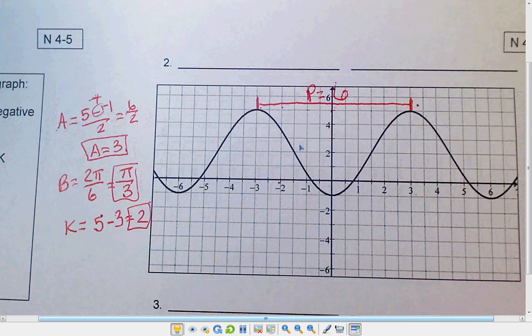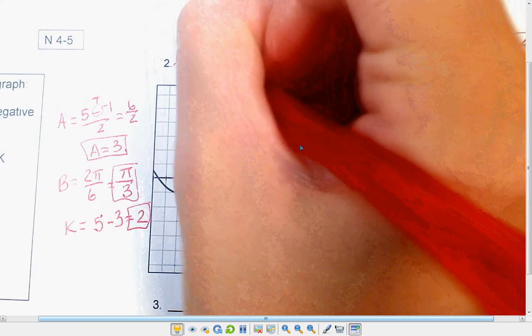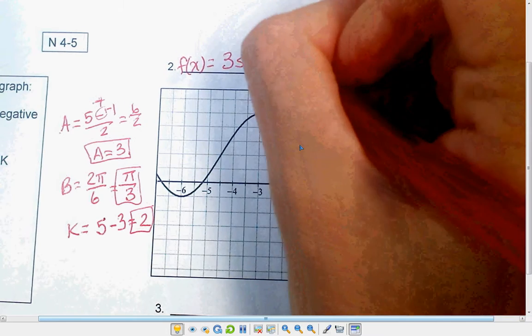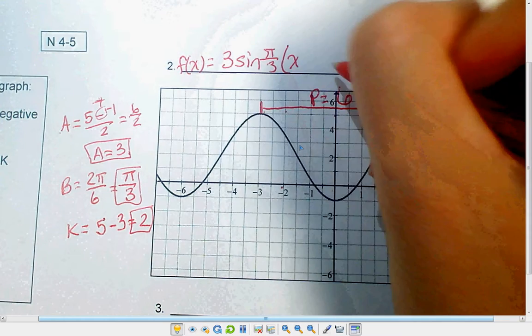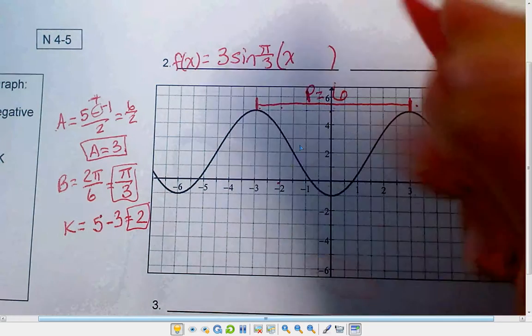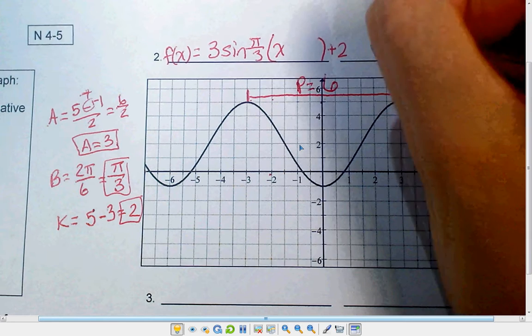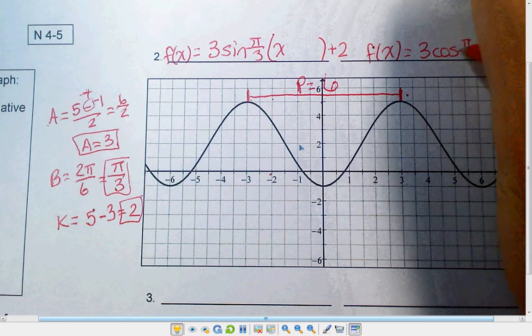So really, using these 3 terms, we can actually start writing our function already. We know it's going to be 3. This one's going to say sine. Pi over 3 is my b value. I'm going to leave this part blank because this is what I'm looking for, the h. And I know this is going to have a plus 2 from my k. And then my second equation is going to be the same thing, except with cosine.